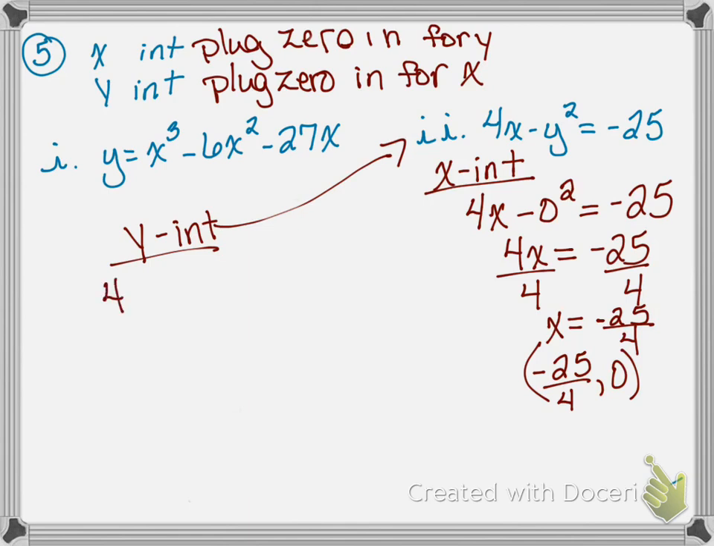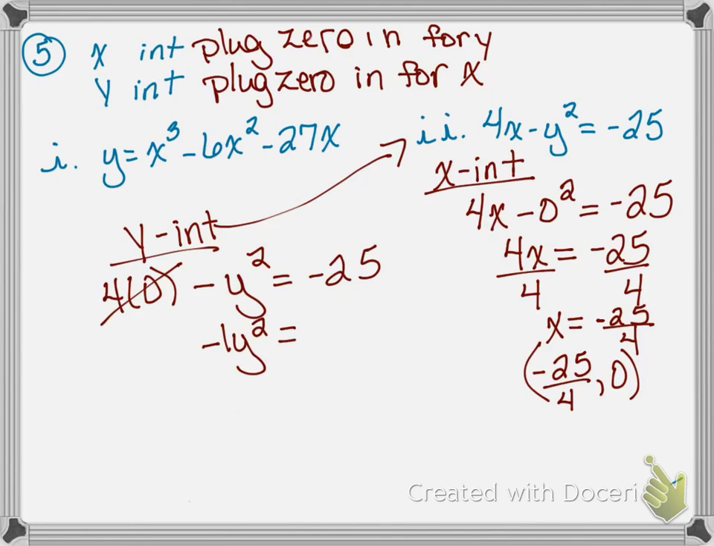So I have 4 times 0 minus y squared equals negative 25. Okay, 4 times 0 is 0, so I can just mark that out. Then I'm left with negative 1 y squared. Now, one of the things that we very often do is drop the negative that belongs to that y squared, so be sure that you don't do that. And then I am dividing by -1. So I have y squared equals 25.